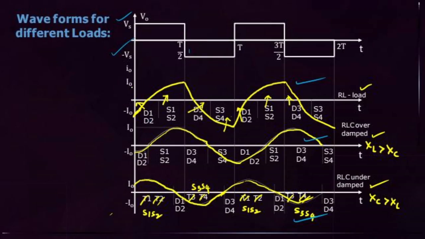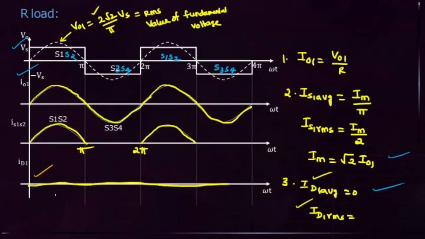And these are the waveforms for different loads, RL loads, lagging loads. Lagging loads means first diode, next switches. XL greater than XC, it is also lagging, first diode, next switch. XC greater than XL, this is leading, first switch, next diodes will conduct. These are the waveforms. And for resistive load, how to do the analysis?